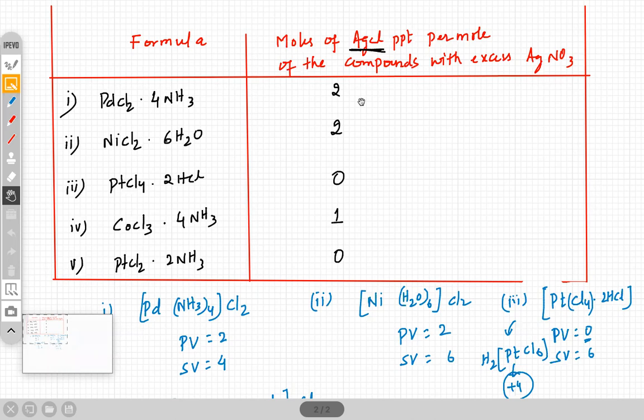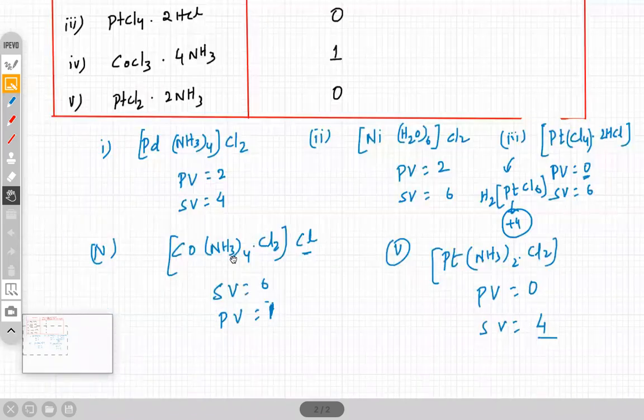Yes? In the last class you gave that same fourth example and you told the primary valency is 3. Yes, we're talking about this compound. The question is the primary valency. So for primary valency we consider only, see, it's basically the language that is written.